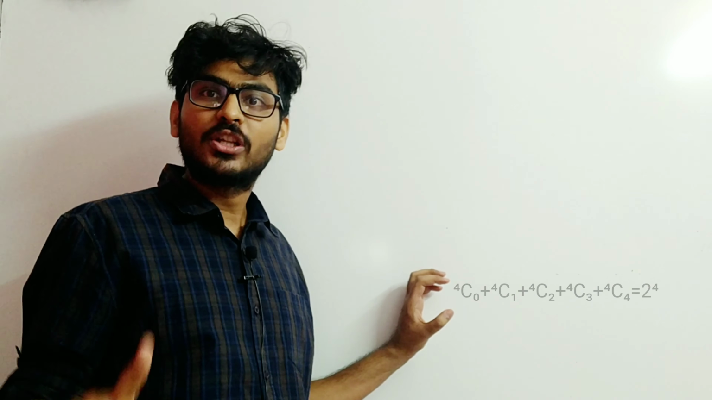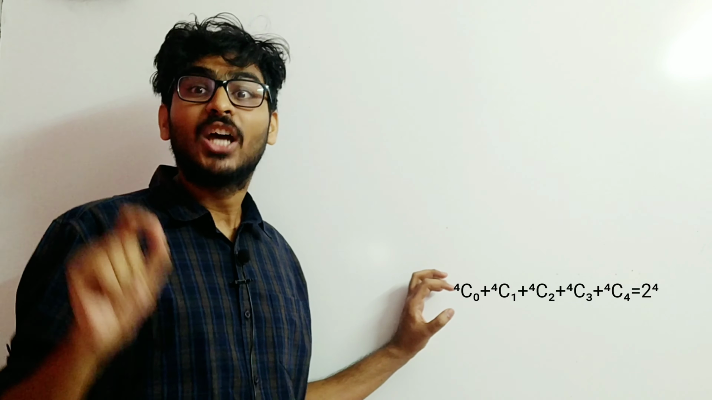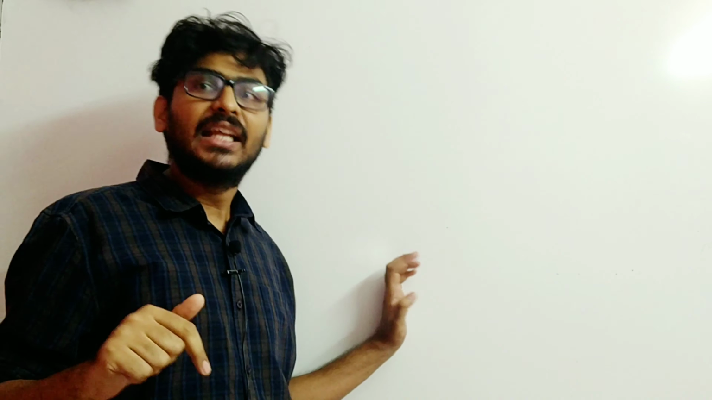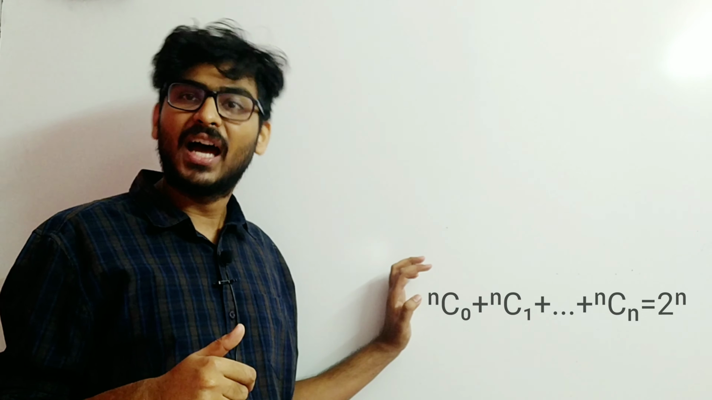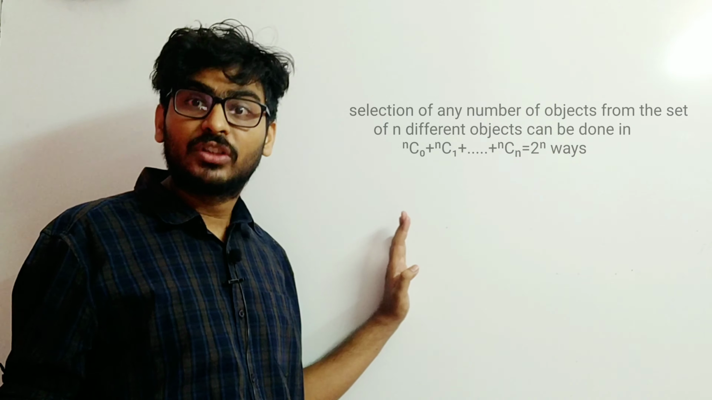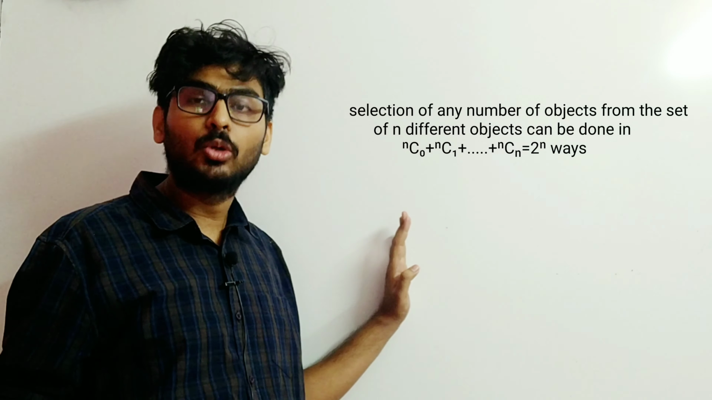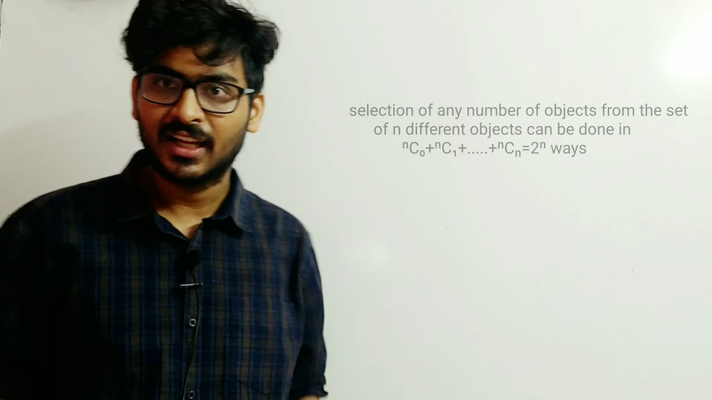So the number of ways should be identical. From here, we can conclude that 4C0 plus 4C1 plus 4C2 plus 4C3 plus 4C4 will be equal to 2 raised to power 4. Now assume if you had n sweets, I can conclude that nC0 plus nC1 plus nC2 up to nCn will be equal to 2 raised to power n, right? So the statement is you can select any number of things from the set of n different things in nC0 plus nC1 plus nC2 up to nCn ways, which will be equal to 2 raised to power n ways, right?